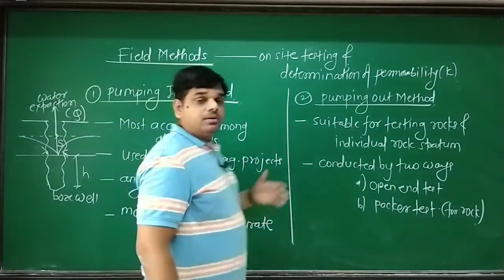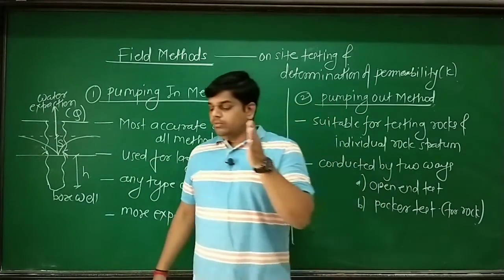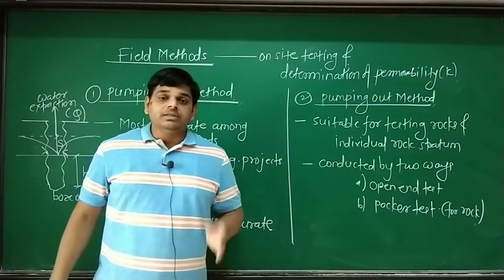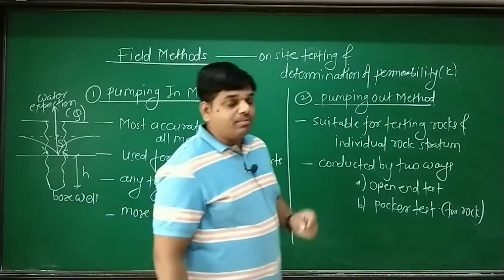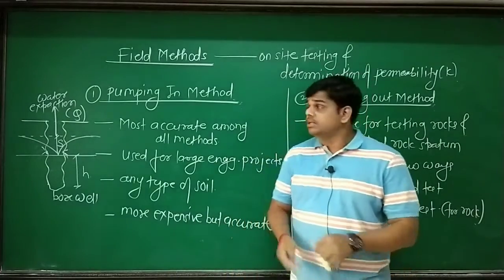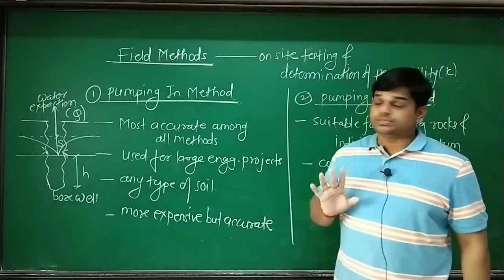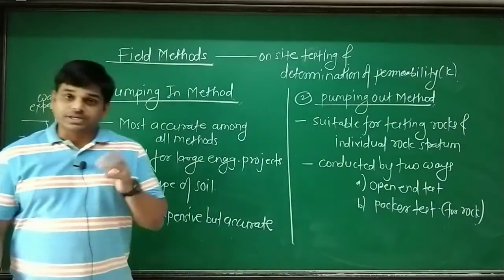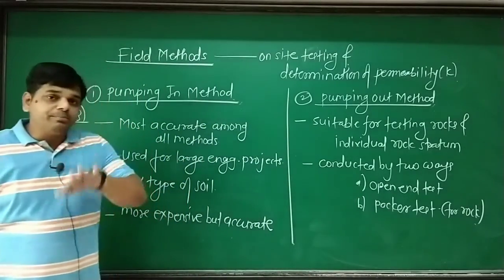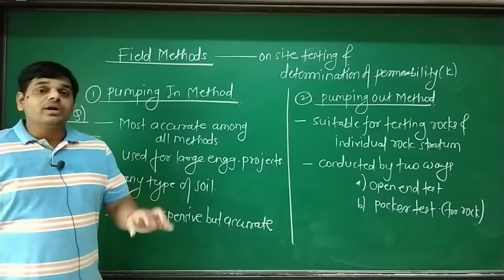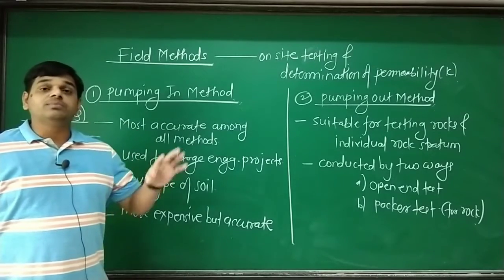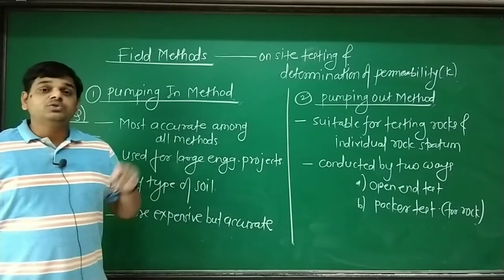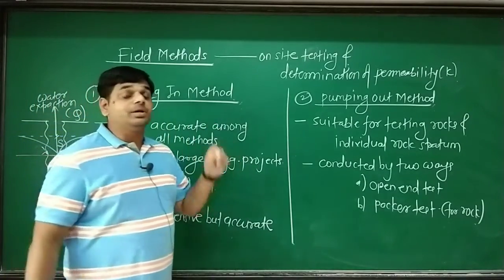Let's discuss field methods. Field methods are performed on the field itself. That's why these methods provide more accurate results. Field methods are of two types: pumping in test and pumping out test. In pumping in and pumping out the mechanism is the same. We are going to extract the water from the ground, and during the process of extraction we are going to measure the actual permeability of soil.